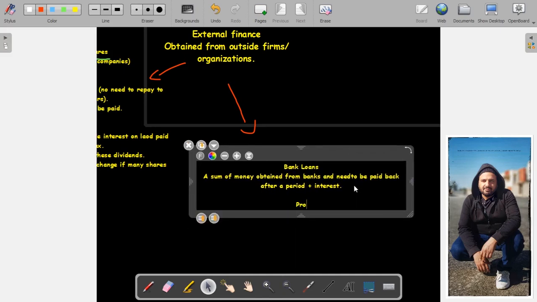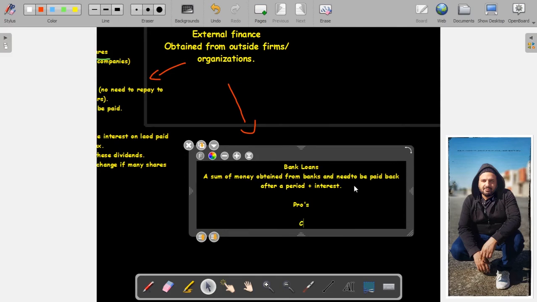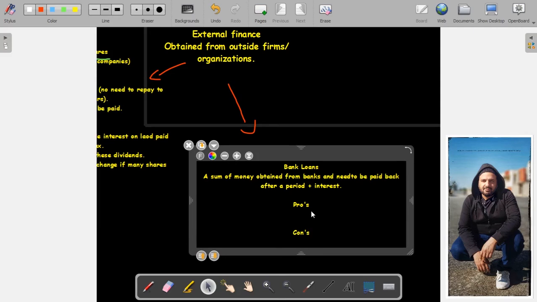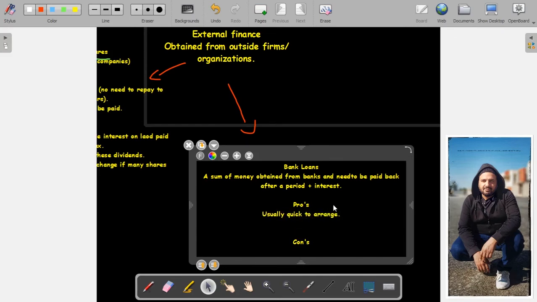Okay, what about the pros and the cons of this method? The first thing we're going to talk about is the good side, the advantages of taking money from a bank. Number one, it's usually quick to arrange. This is the first advantage. The second advantage is that the longevity, or the period of time that you will be asked to repay, can vary.